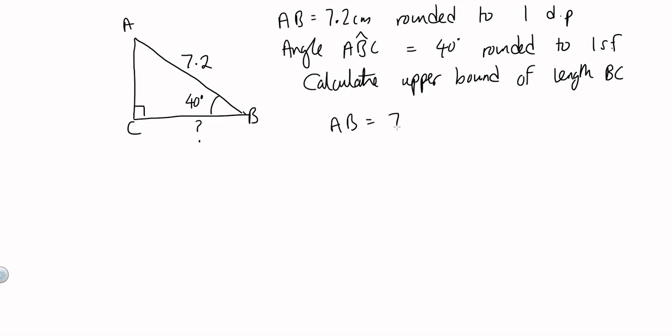AB is equal to 7.2. It's been rounded to 1 dp. So the upper bound, put a 0 there, it'll help you. The upper bound is 7.25 and the lower bound is 7.15.